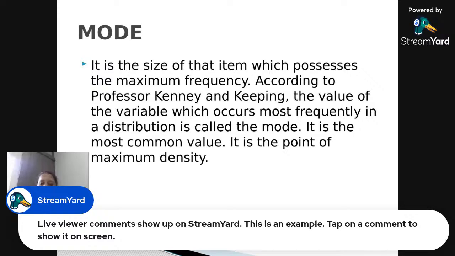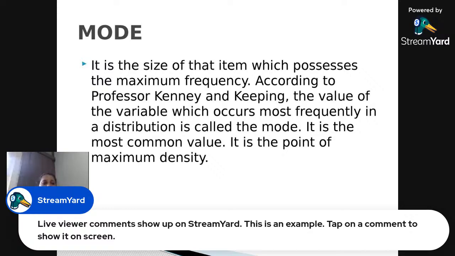Mode is the size of that item which possesses the maximum frequency. That means in the data table, the particular class which has the maximum frequency is the mode. According to Professor Kenney and Keeping, the value of the variable which occurs most frequently in a distribution is called the mode. Mode is the most common value. It is a point of maximum density.